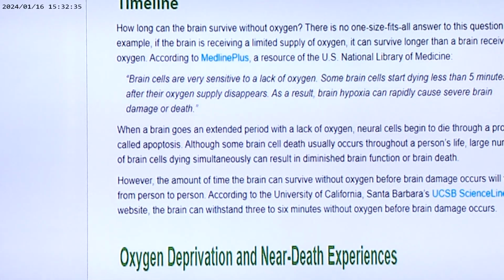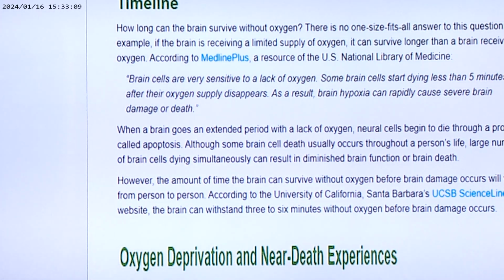Now, how long can a brain go without oxygen? A timeline. How long can a brain survive without oxygen? There's no one-size-fits-all answer to this question. For example, if the brain is receiving a limited supply of oxygen, it can survive longer than a brain receiving no oxygen. Okay? Now, brain cells are very sensitive to a lack of oxygen. Some brain cells start dying less than 5 minutes after the oxygen supply disappears. As a result, brain hypoxia can rapidly cause severe brain damage or death.